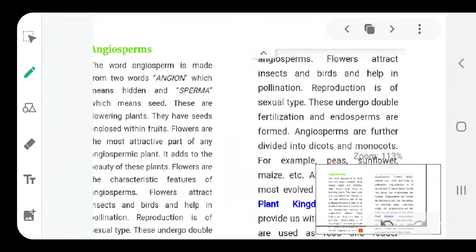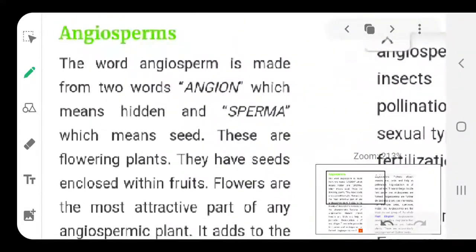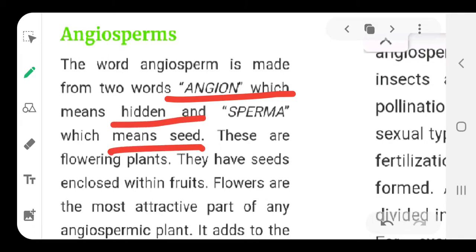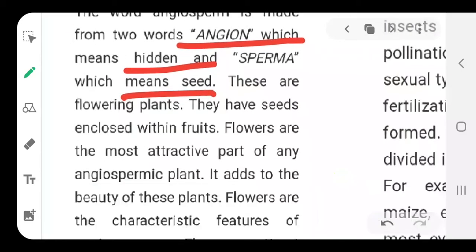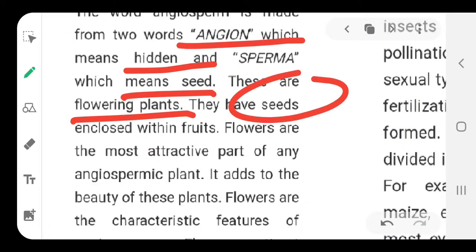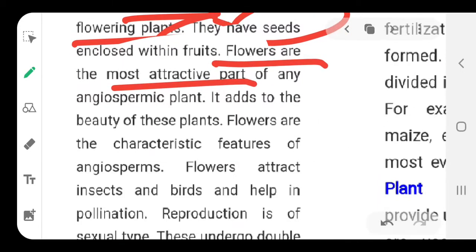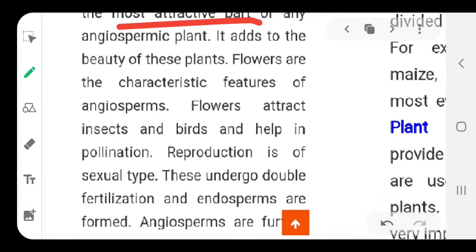Now comes the second class or second group called angiosperm. Okay? So, again write down the meaning. Angion is again a Greek word which means hidden, and sperma means seed. Okay? So, basically these are the flowering plants, they have seeds which are enclosed in a fruit. Underline this new word coming to you. And the flowers of this particular group are more attractive because they play a massive role in pollination, and as a result they attract the insects and birds for pollination purposes.